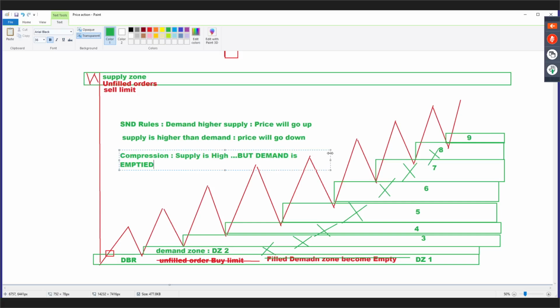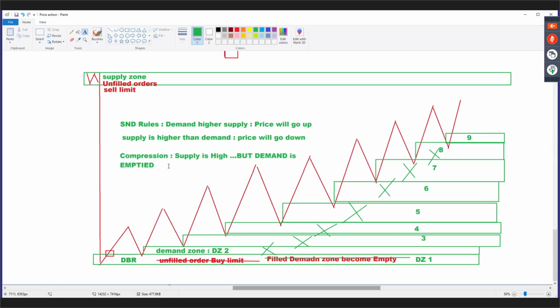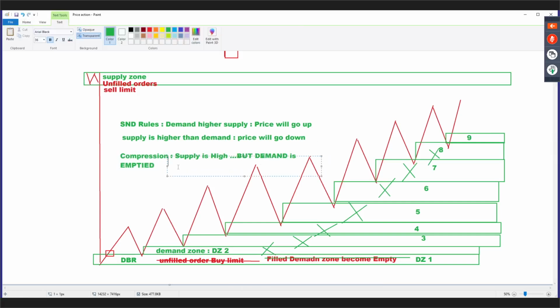What will happen to the price? The price will, we call it tsunami. We call it not only go down, but it goes straight down. What is the best word for this? Dive, yes, dive down. Okay.